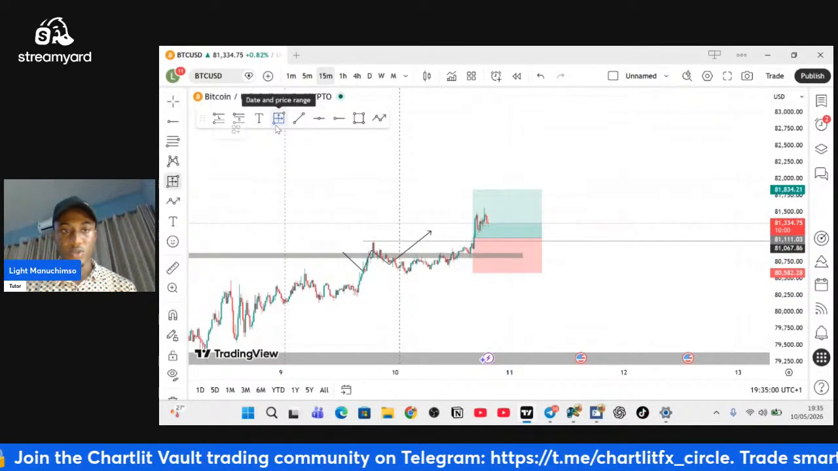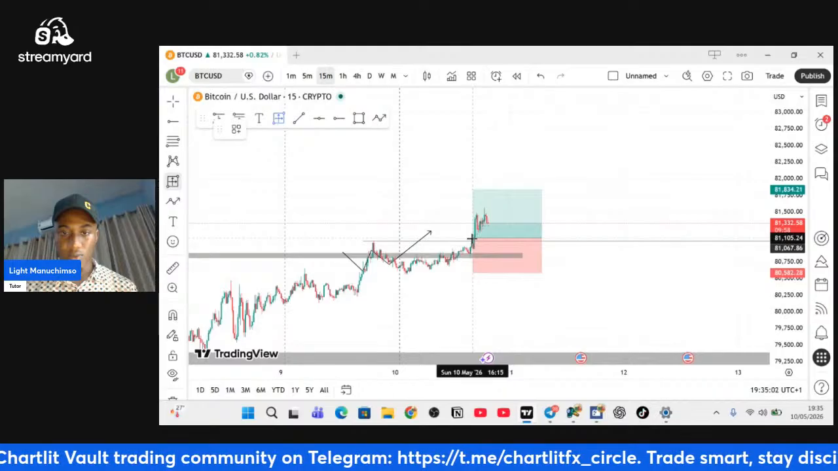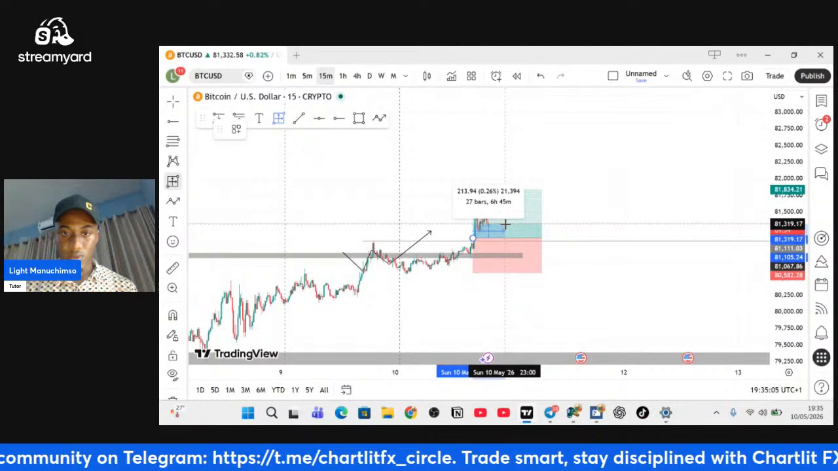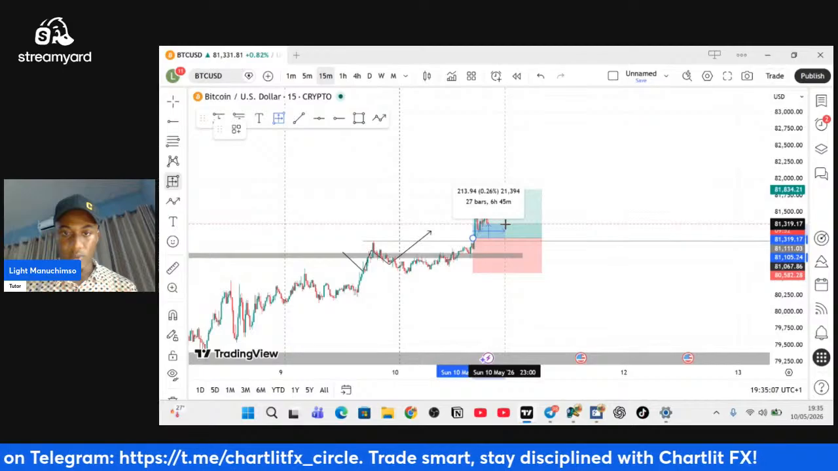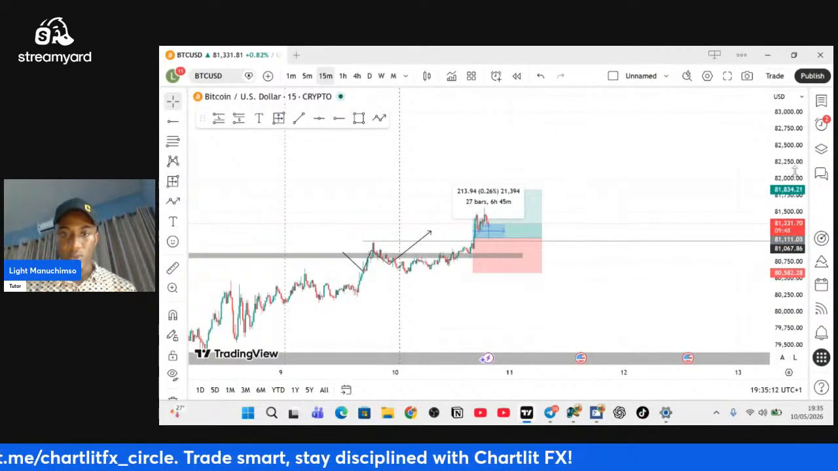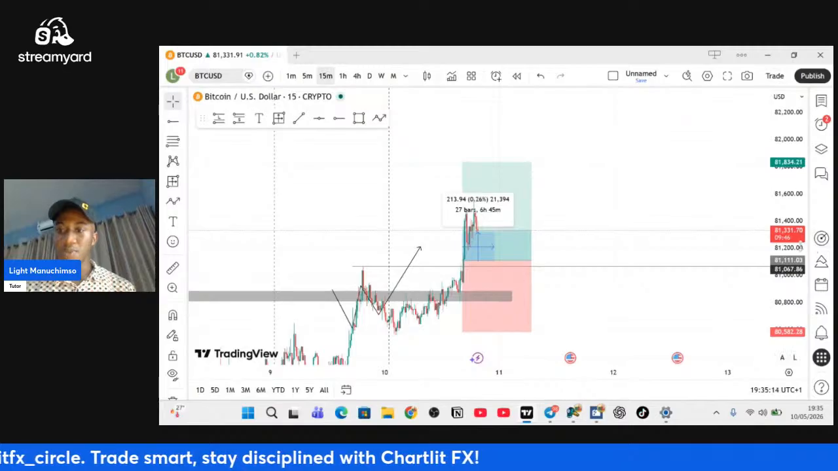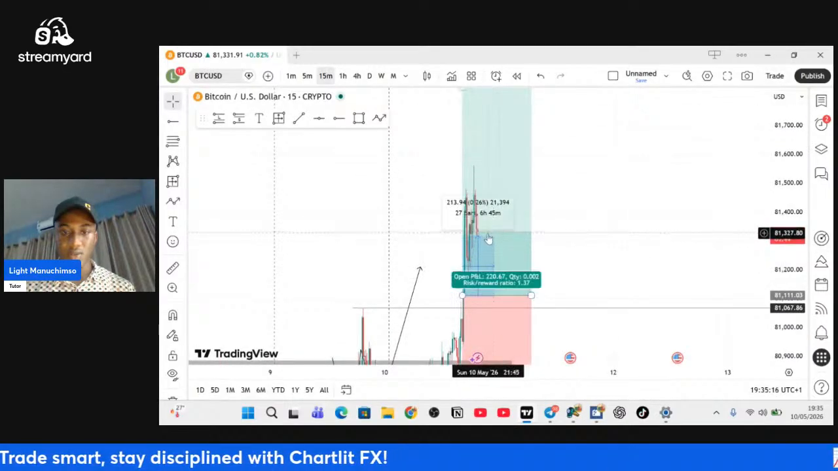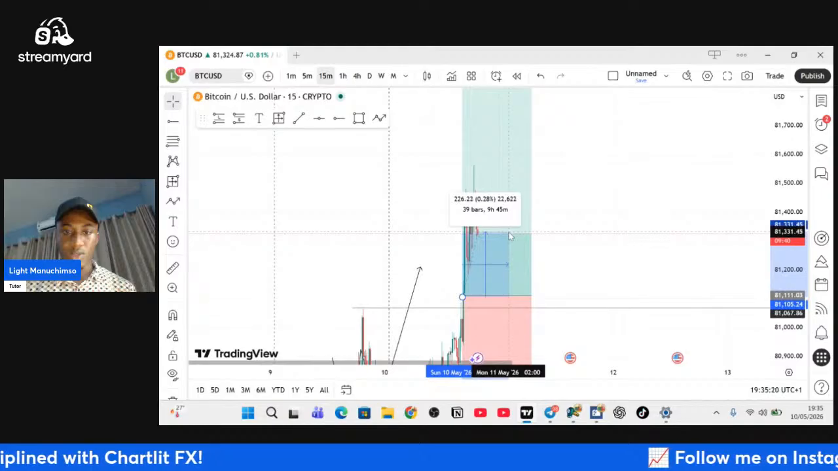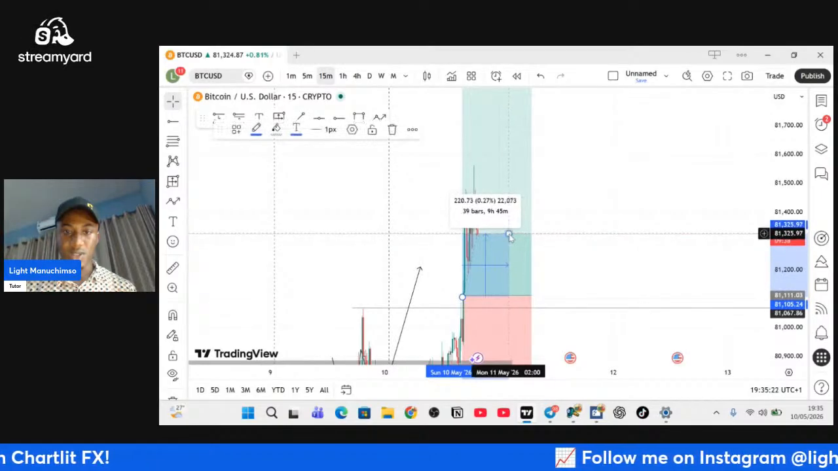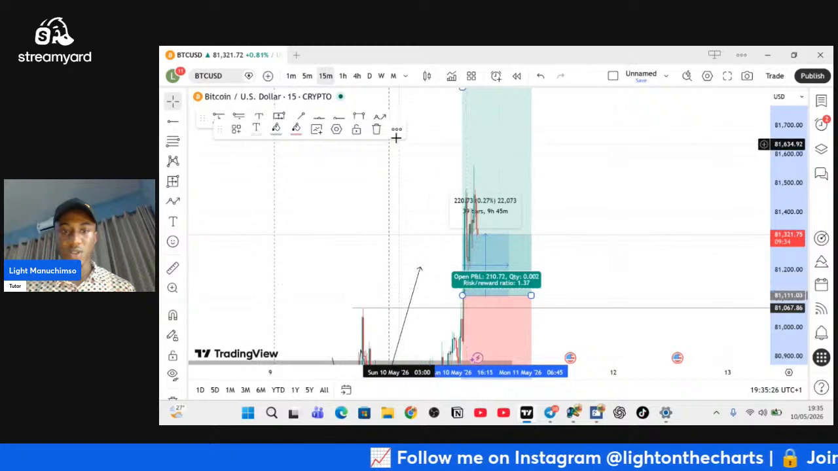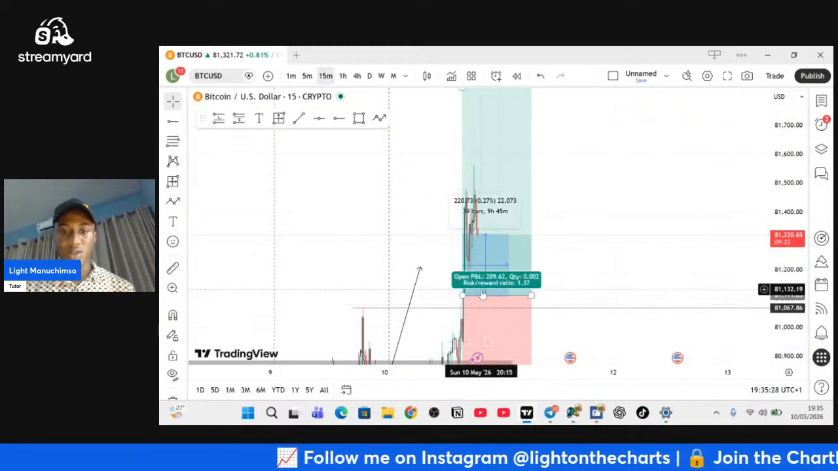Where's our measuring to, from here to here. Okay, BTC pips calculation is different. As a currency pair, it will just be about, I think, this is about 20 pips. Yeah, and BTC moves different. So that is how it is.